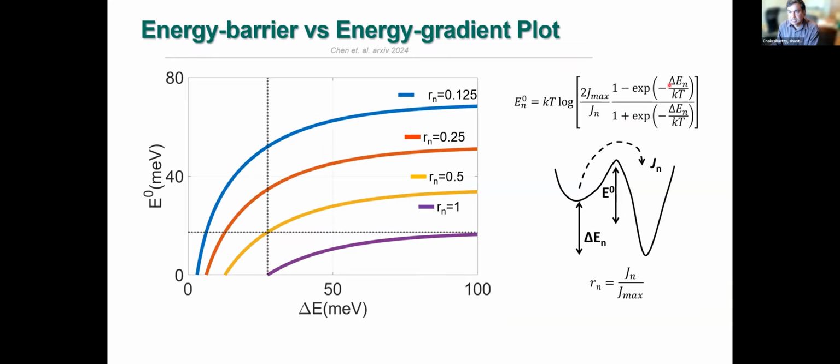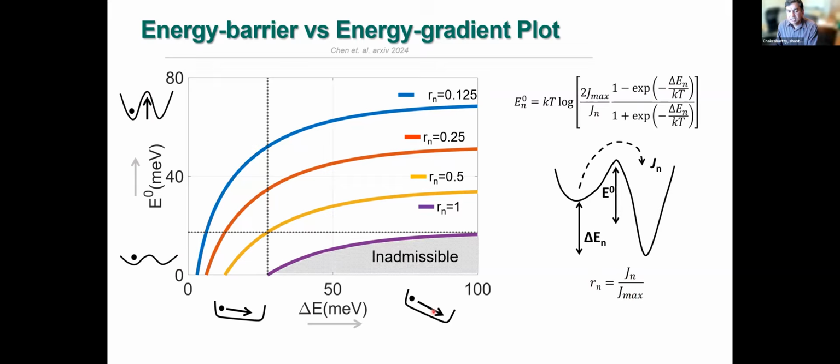On the x-axis is delta E, on the y-axis is this energy barrier, and the normalized rate changes from 1 to 0. Remember, the rate Jn cannot exceed Jmax. So this y-axis represents the height of the energy barrier, or the memory retention. The x-axis tells you the energy gradient. And there is this inadmissible region, which effectively says that the rate cannot exceed 1.